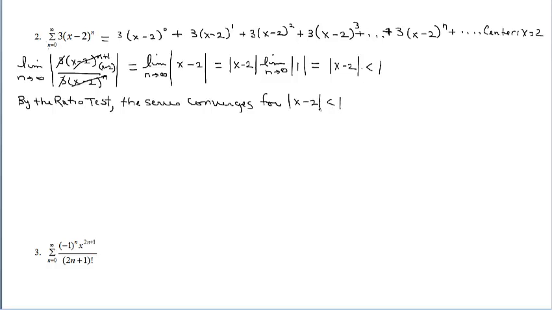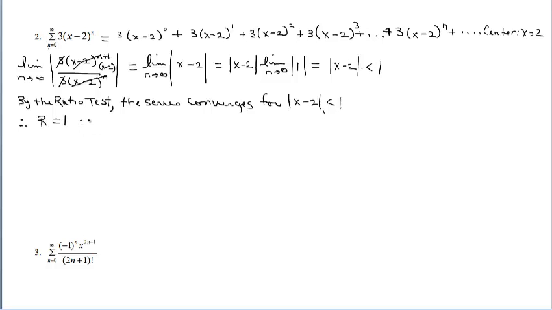By the ratio test, the series is going to converge as long as I allow this expression to be less than 1. It would diverge if it was greater than 1. So therefore, the radius of convergence is 1. I have to stay within 1 unit of my x equals 2 center.